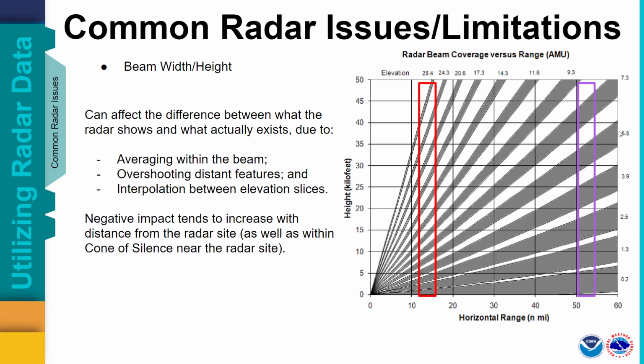The first one deals with beam height and width, and how they change with distance from the radar site. This can result in a difference between what the radar shows to exist and what actually exists. Averaging of data within a widening beam, the height of the beam which can overshoot distant lower level features, interpolation of data between elevation slices, and the lack of any extrapolation above the highest data slice all can negatively impact your interpretation of the data. That negative impact increases with greater distance from the radar, and also occurs near the radar within the cone of silence.